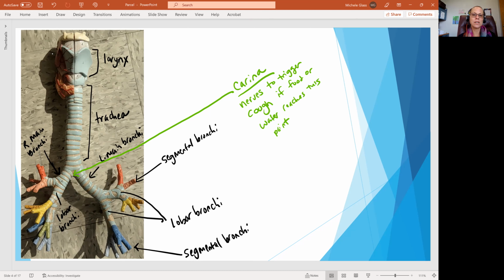This particular model does not show the bronchiole, which would be that next structure, which is going to be a lot smaller. The bronchiole is kind of our ending for the conducting portion. So we will stop here, picking up next with our respiratory portion or zone.